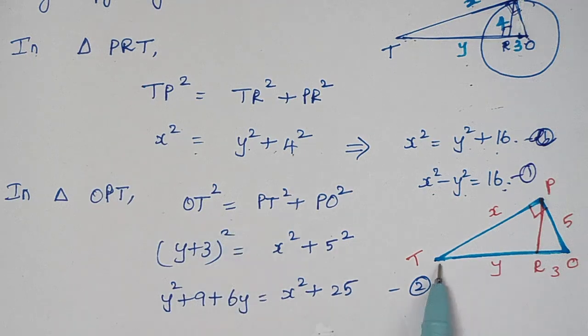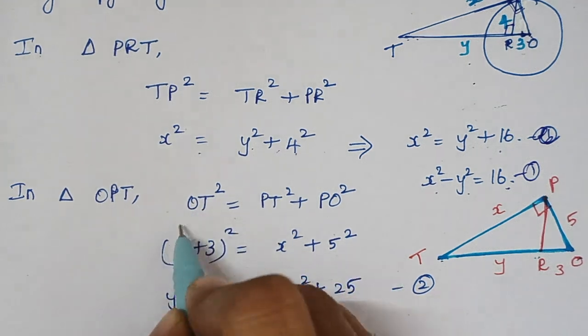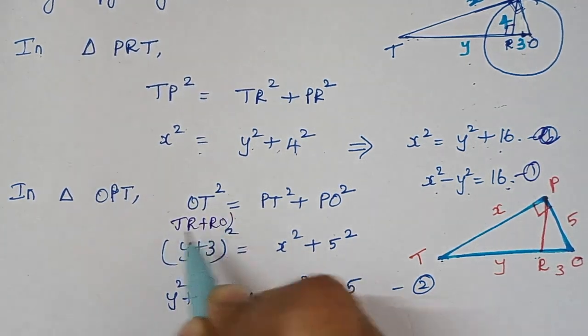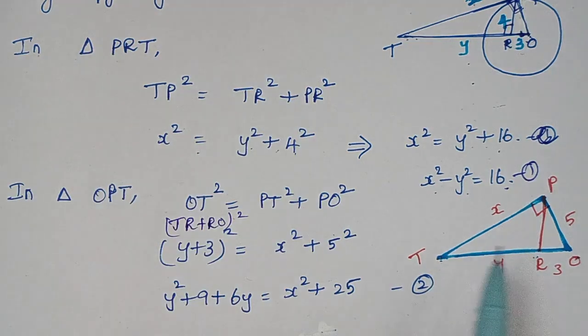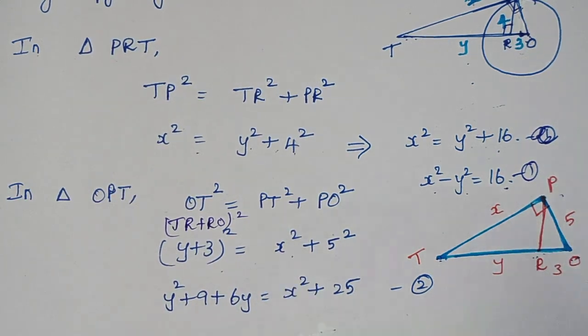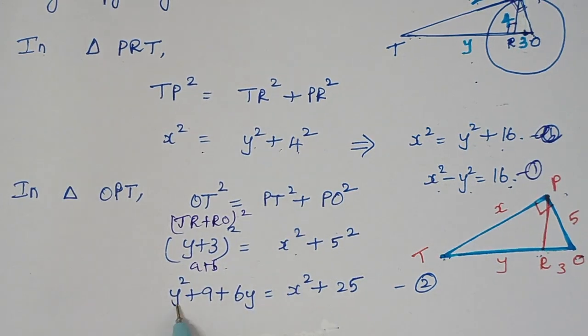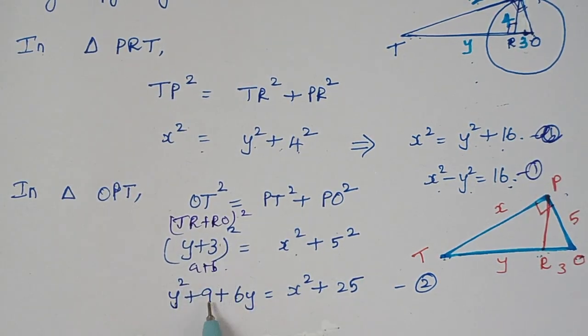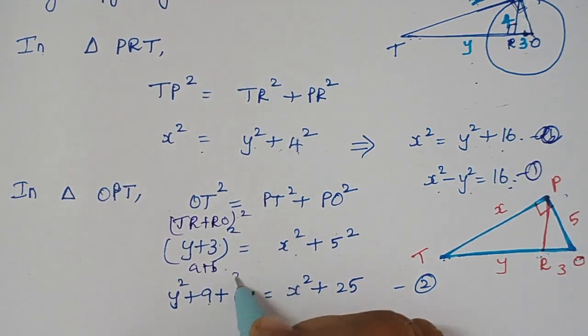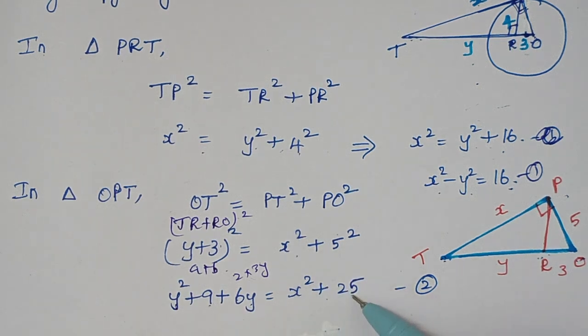Right, what is OT? The side OT, you see, is TR plus RO. OT is nothing but TR plus RO the whole square. The value of TR is Y and the value of RO is 3. Therefore, Y plus 3 whole square is equal to, and again PT is X and this PO is 5. Right, so this is of the format A plus B whole square. So A square, Y square, and B square is 9, and 2AB, that is 2 into 3Y, which gives you 6Y, which is equal to X square plus 25.